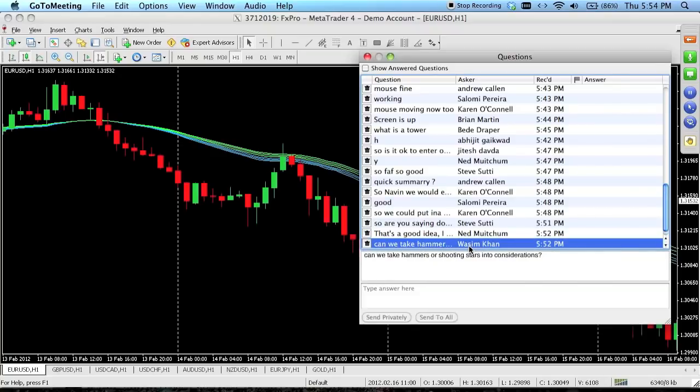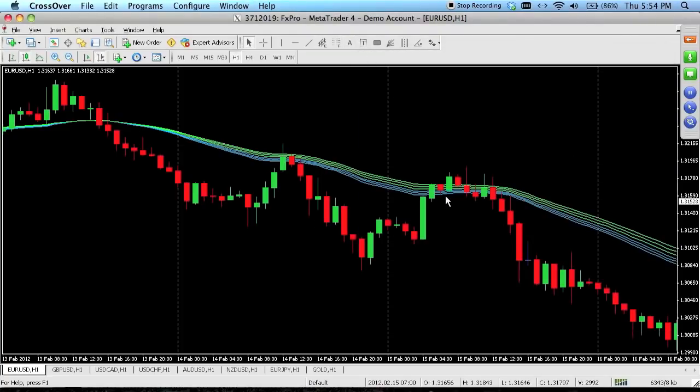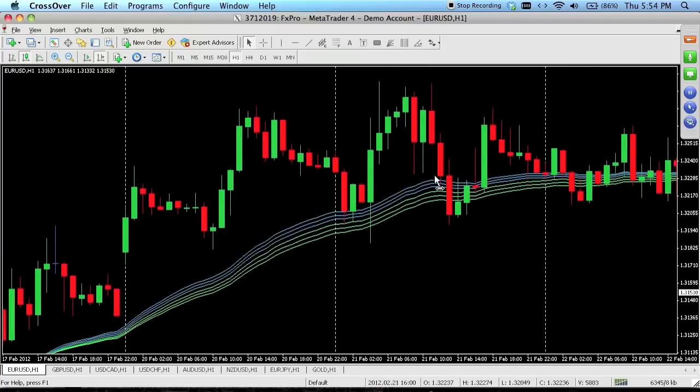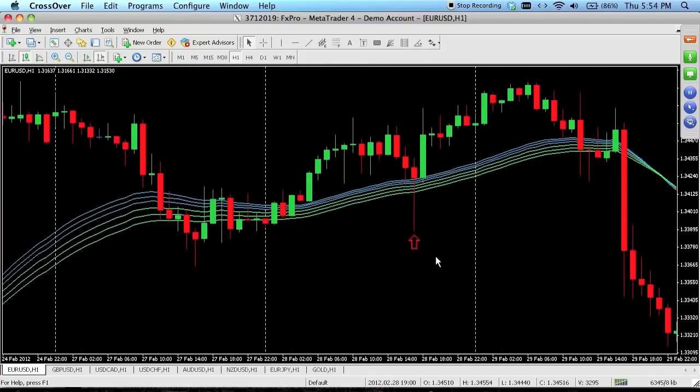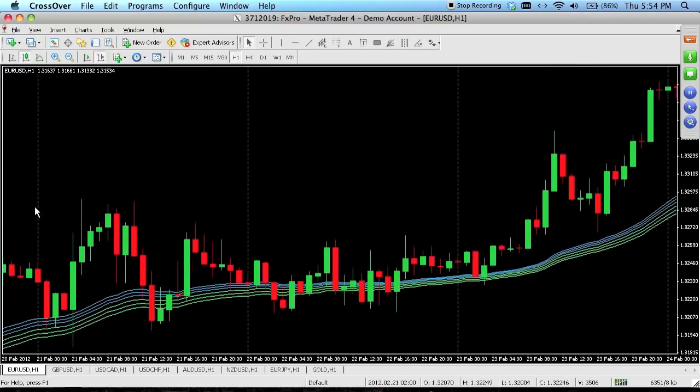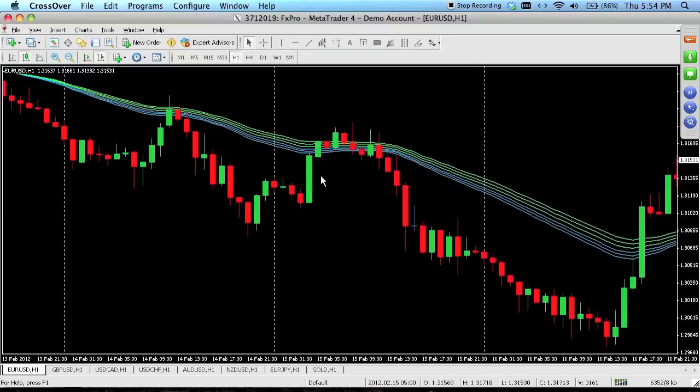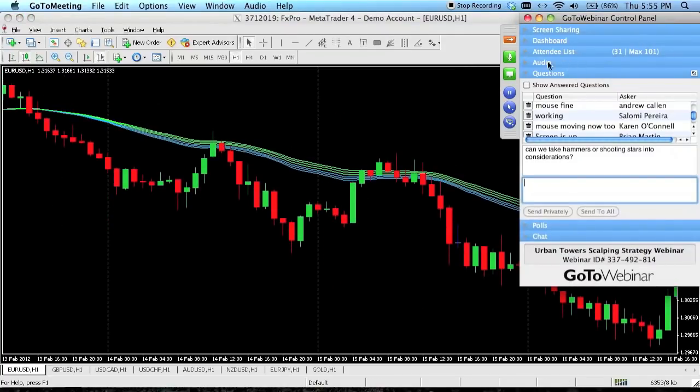Okay. Can we take hammers or shooting stars into consideration? Yes, Wasim, you guys can take any formations on or around these MAs. Obviously, if you have hammers around these MAs, even it's perfect. For example, the trade that we just looked at earlier, which one did we look at? This one right here. Nice hammer formation, exhaustion candle, or a pin bar, whatever you like to call it, gives you a heads up that okay, market is going long no matter what. You know, it's a sure shot. So there are several examples like that. So yes, you guys can take it into consideration. Now, let's continue on here.